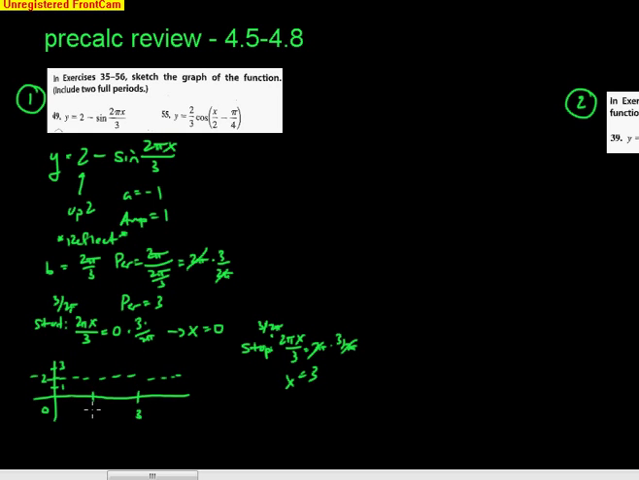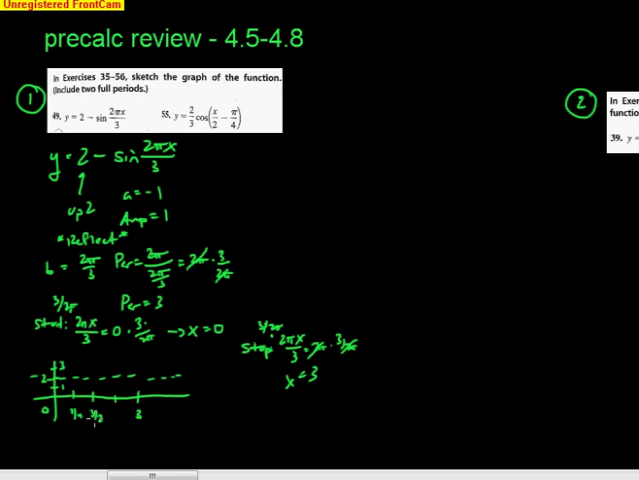So then what's in the middle? 3/2. What's in the middle of that? Well, that's 3/4. What's in the middle of this? So you can add them together and divide by 2. It's 1.5 and 3. The middle is going to be something fourths. I believe it'll be 7/4.